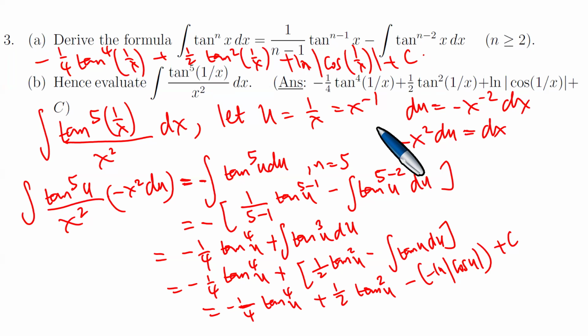All right, so take a look at that one. Okay, so this is exactly the answer they got here: minus 1/4 tangent to the fourth power of 1 over x, plus 1/2 the tangent squared of 1 over x, and then plus the ln of the cosine of 1 over x plus c. So we're done. Okay, this marks the end of this part, and I think that we can take a break.